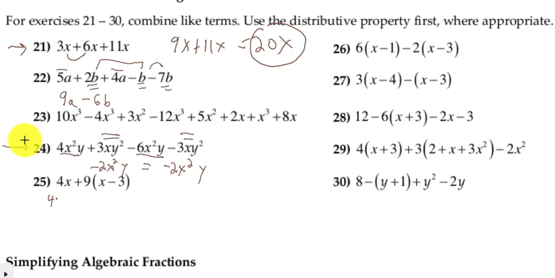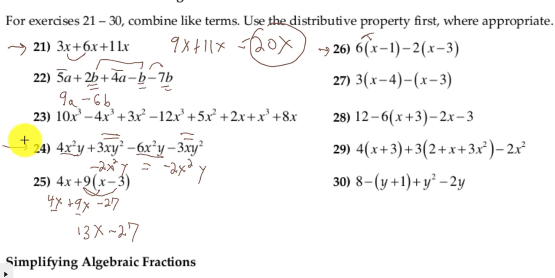If I look at number 25, I'd have to use the distributive property, right? So the 4x stays 4x. I distribute the 9 to the x to get 9x, and I distribute the 9 to the negative 3 to get minus 27, and then I put the x's together to get 13x minus 27, okay? So, yeah, definitely try the next couple of problems. Maybe I'll do one more. I can't help myself. I want to do number 26, right?